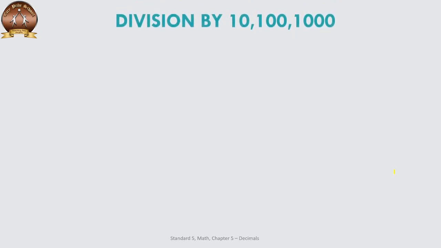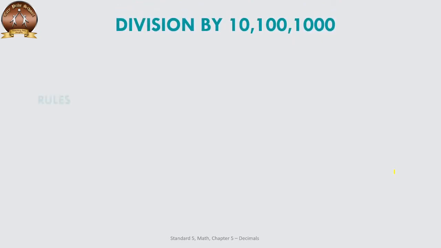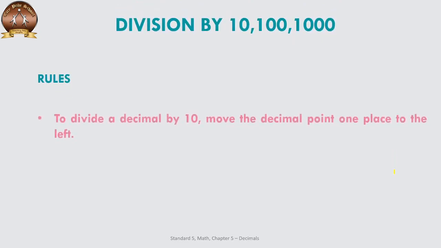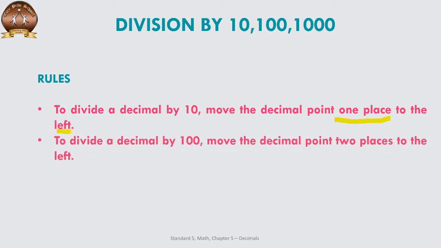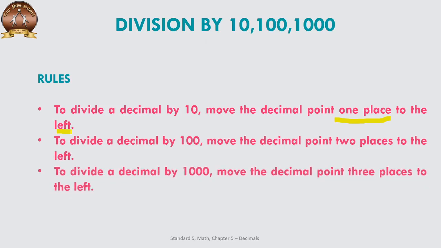Now we have divisions by 10, 100 and 1000. The rules to be followed here are: to divide a number by 10, we move the decimal point one place to the left hand side. To divide a number by 100, we move the decimal point two places to the left. To divide a number by 1000, we move three places to the left. Just remember, it is a little different from the multiplication.